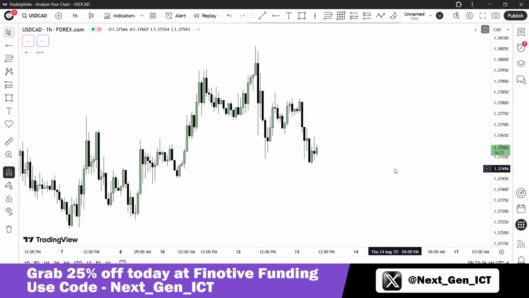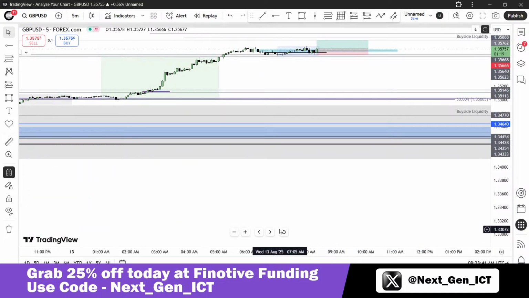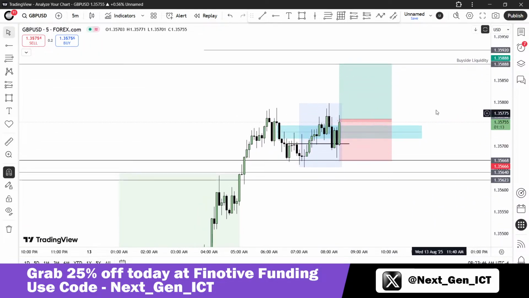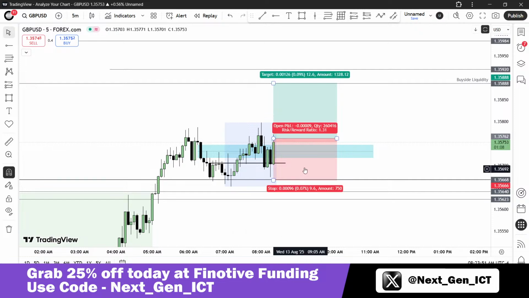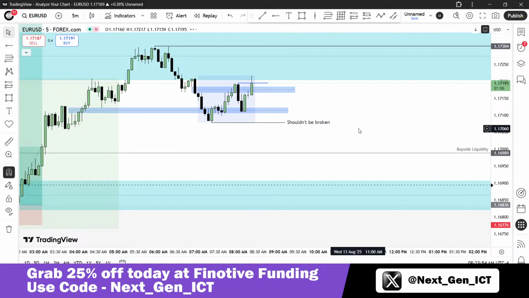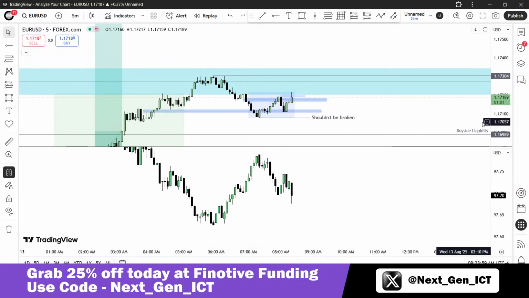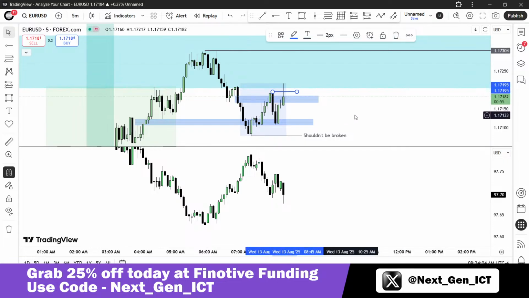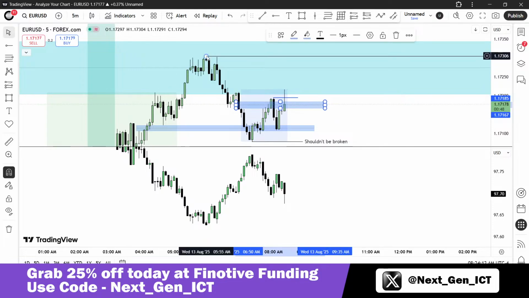Let's go back to our chart. So EU, if EU closes above this high, then that's gonna be a nice scenario for us, indicating that the price would probably take out these equal highs.